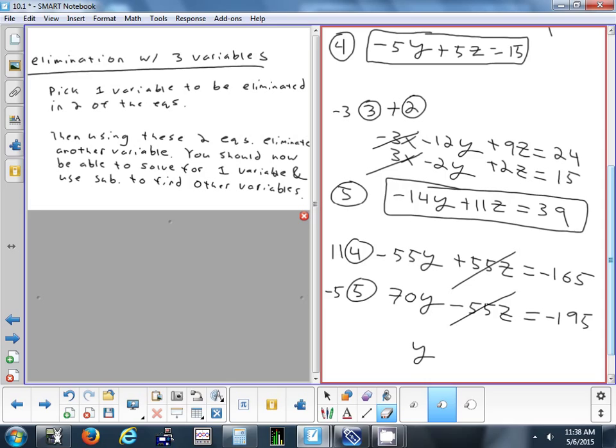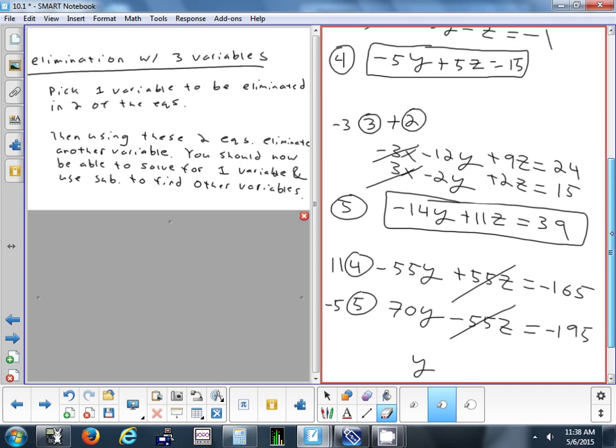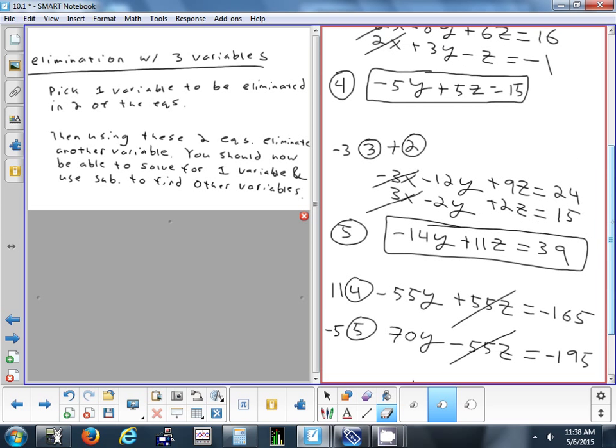Oh, that's equation 5. The equation 4, yeah, equation 4. It should be positive. 165 should be positive, because we multiplied by 4. So that first one should stay negative. The second one should stay positive. The last one should also stay positive. So luckily we caught that before we actually did anything. So just erase the negative.